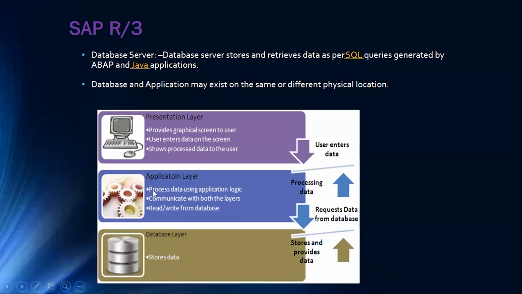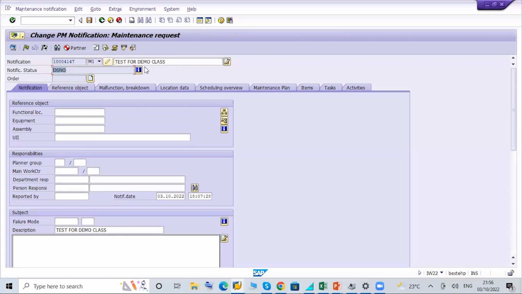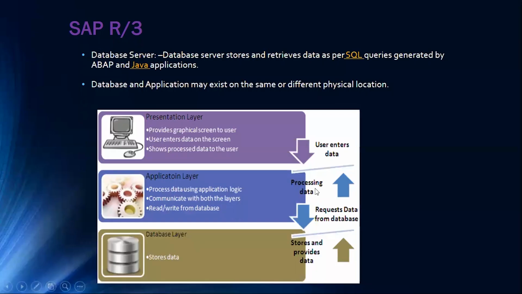See here, what was there? Process data using application logic. There was some logic written in the backend. And now see, it communicates with both layers. Certain data was there. It has to take the data and show what the data was. All these things are the data for me. From where is it taking the data? From the database layer, which stores and provides the data. When you request the data from the database, it gives the data to you. This is the application layer. It communicates with the presentation layer, and it also communicates with the database layer.